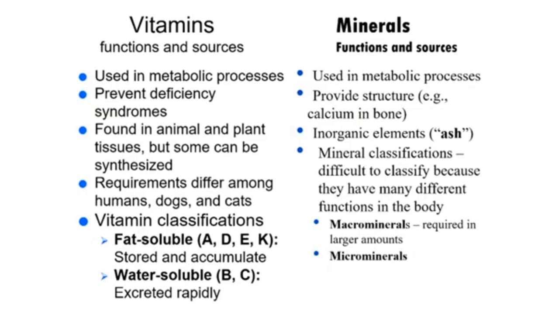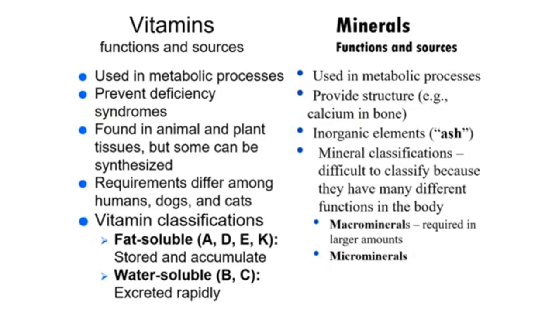They are important in metabolic processes. They prevent deficiency syndromes. Many diseases happen due to the deficiency of particular vitamins. They are found in both animal and plant tissues, but some can be synthesized. Some vitamins are more commonly available from animal origin food. The requirements differ, so how much is required is different for humans, dogs and cats.